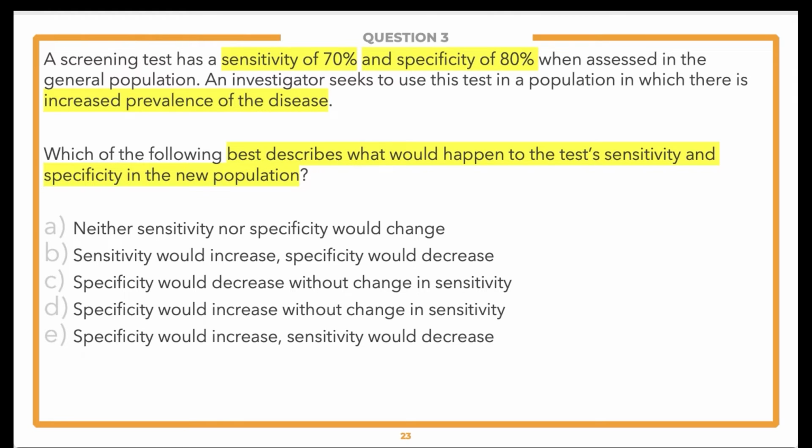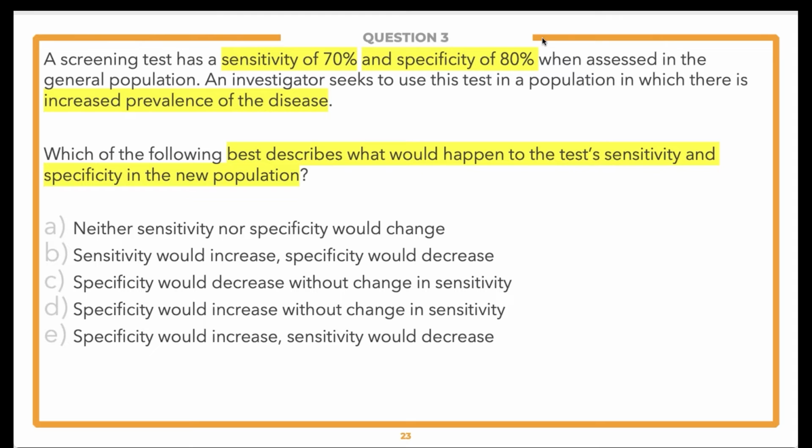So you have 5 options again. We'll start with option E: specificity would increase, sensitivity would decrease. Option D: specificity would increase without change to sensitivity. Option C: specificity would decrease without change to sensitivity. Option B: sensitivity would increase, specificity would decrease. And option A: neither sensitivity nor specificity would change. So is one affected and not the other? Are they both affected?